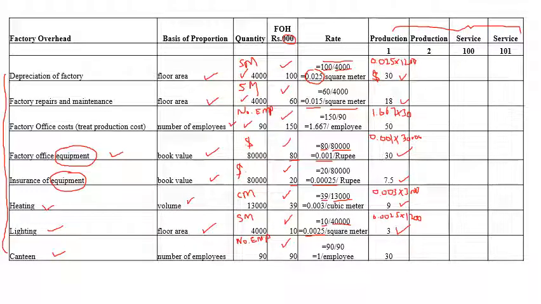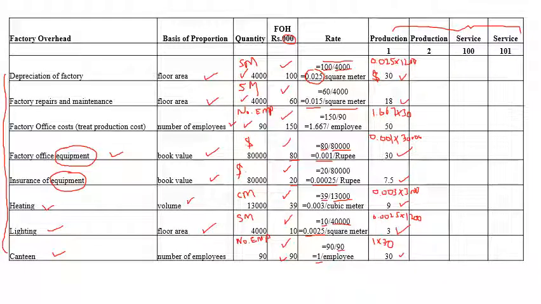And then finally, you have $90 FH of canteen, and you divide by the number of employees. $1 per employee would be the rate of FH. So 1 multiplied by 30 employees in production department 1, you will get $30 in department 1. So I have calculated the FH that would come in production department 1.